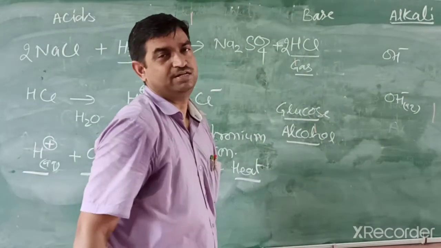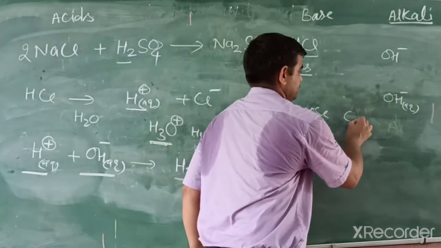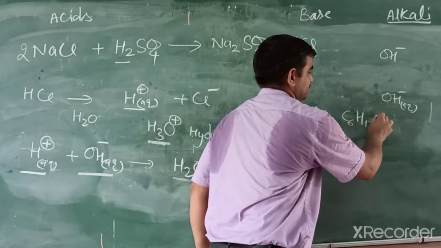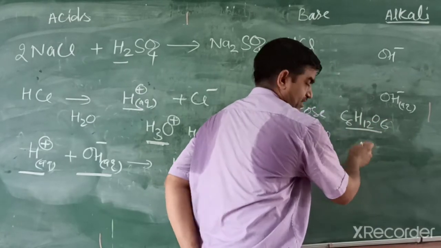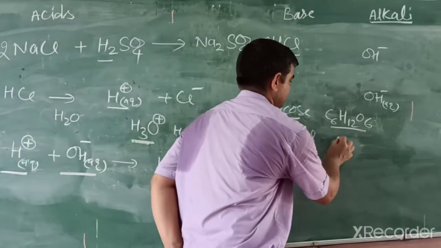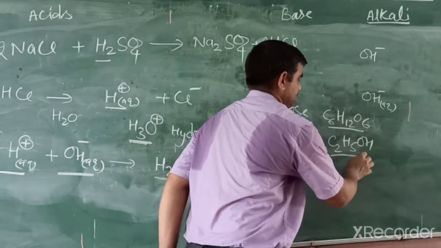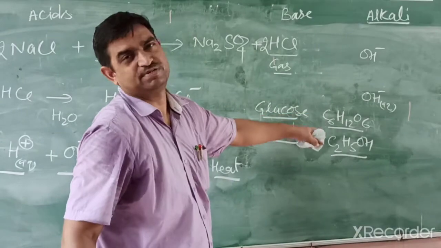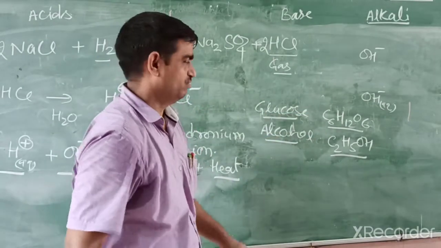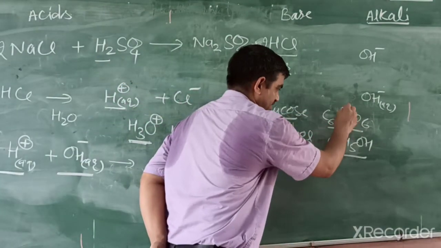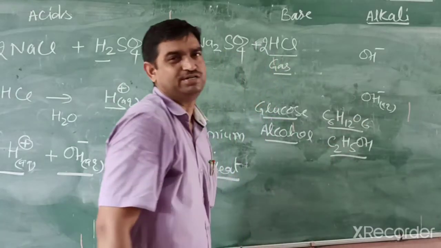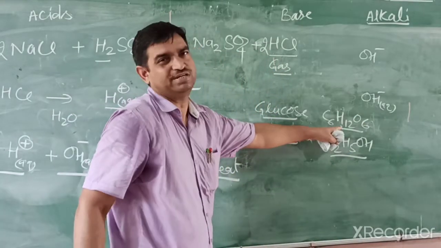Glucose and alcohol also contain hydrogen. We write glucose as C6H12O6, and alcohol, the normal one, we write as C2H5OH. We will study these formulas in the next chapter, chapter number 4. So these are also compounds that have hydrogen, but this hydrogen is not acidic.